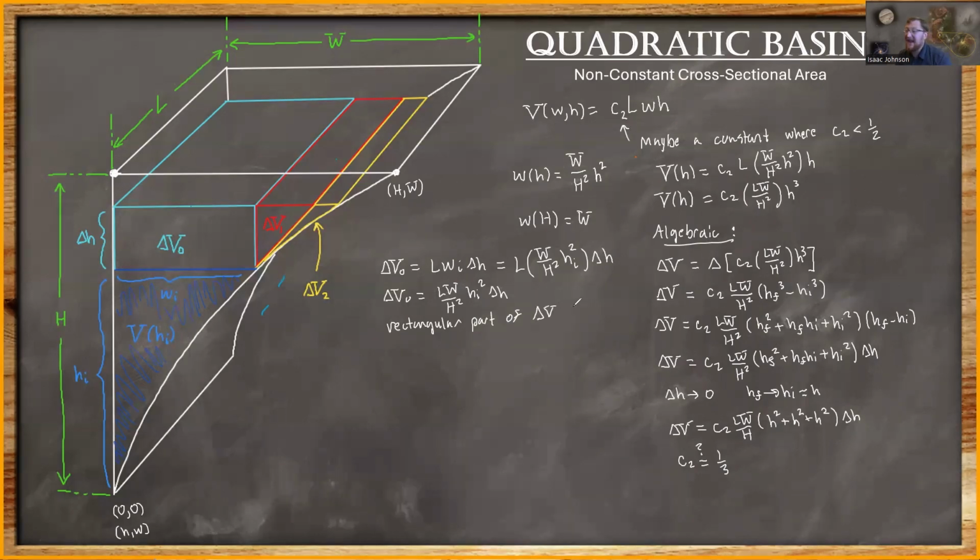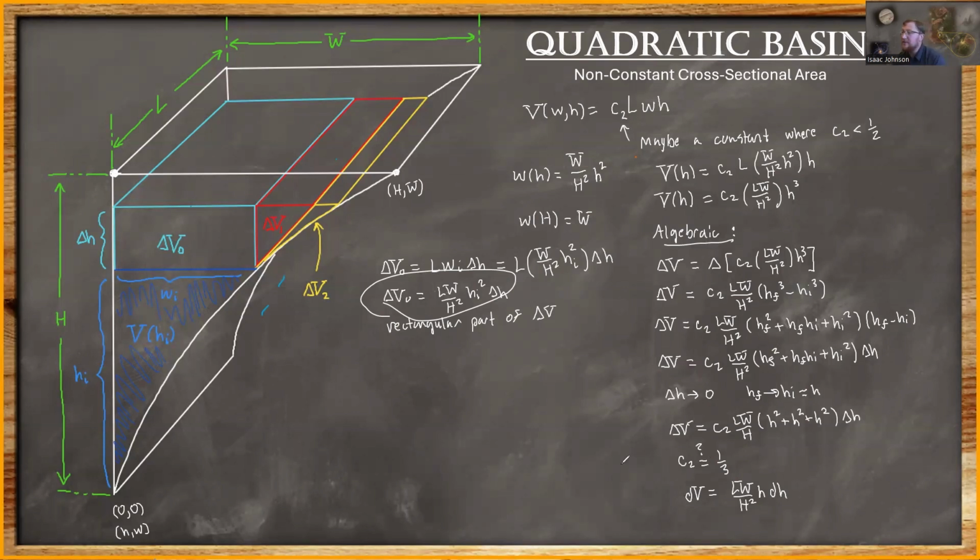And from what we saw last time, as you squeeze h smaller and smaller, it's only the rectangular part that really contributes meaningfully. So we wanted to make this look like this, and to do so, we needed the constant to be 1/3. Because when the constant is 1/3, and we've squeezed things down, we get dV equals L times W over h squared times h squared times delta h, right? So we're really just trying to match those things up.